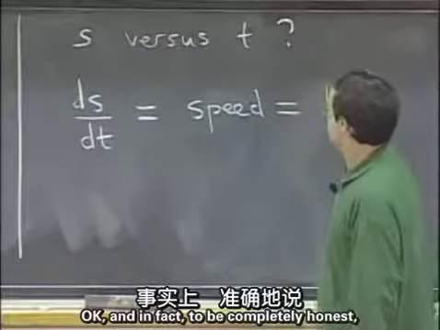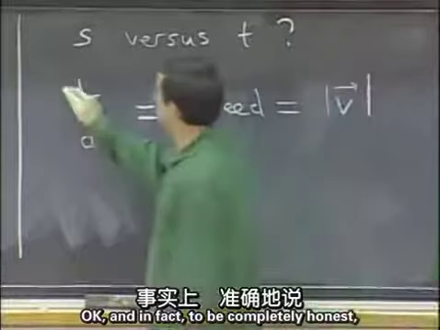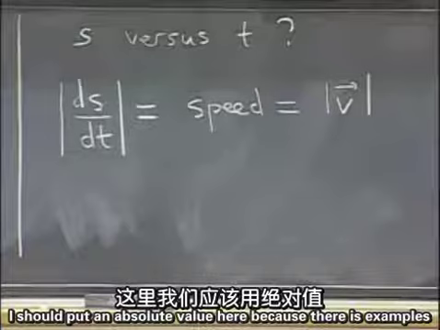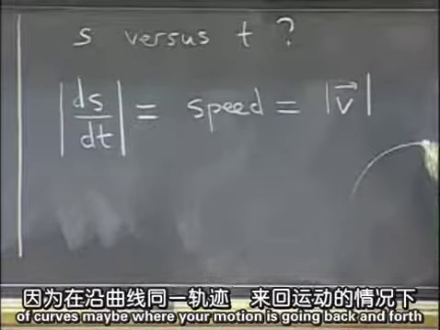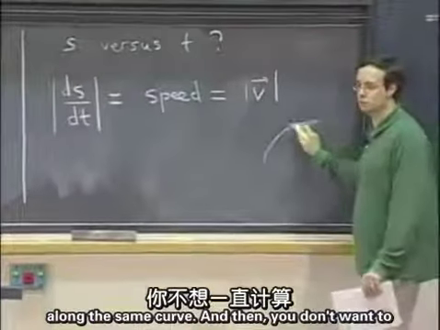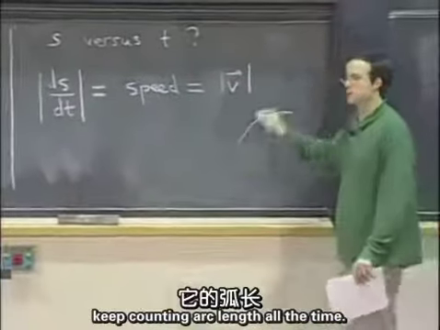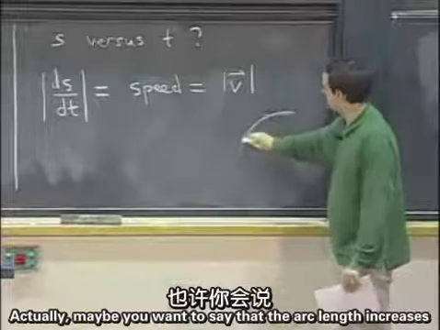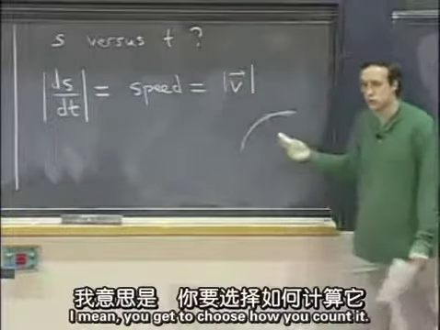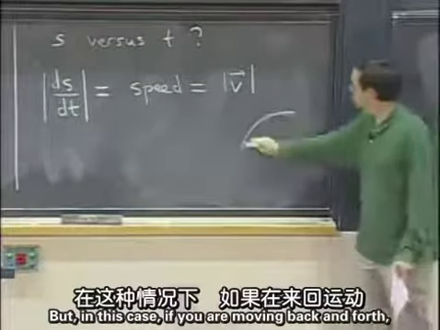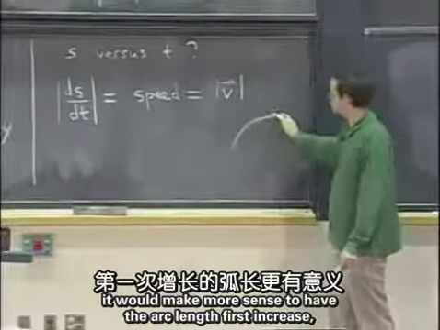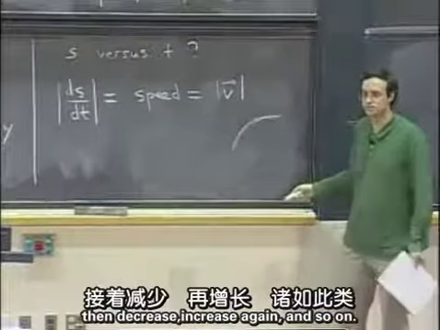Okay? And in fact, to be completely honest, I should put an absolute value here, because there are examples of curves where your motion is going back and forth along the same curve, and then you don't want to keep counting arc length all the time. Actually, maybe you want to say that the arc length increases then decreases along the curve. Okay, I mean, you get to choose how you count it. But in this case, if you are moving back and forth, it would make more sense to have the arc length first increase, then decrease, increase again, and so on.